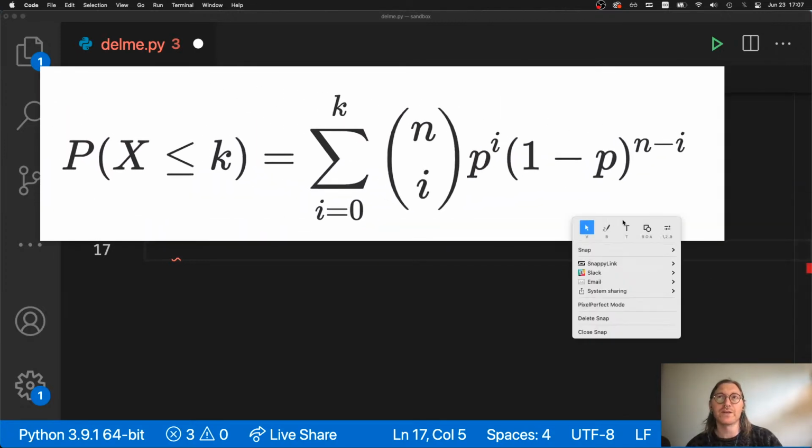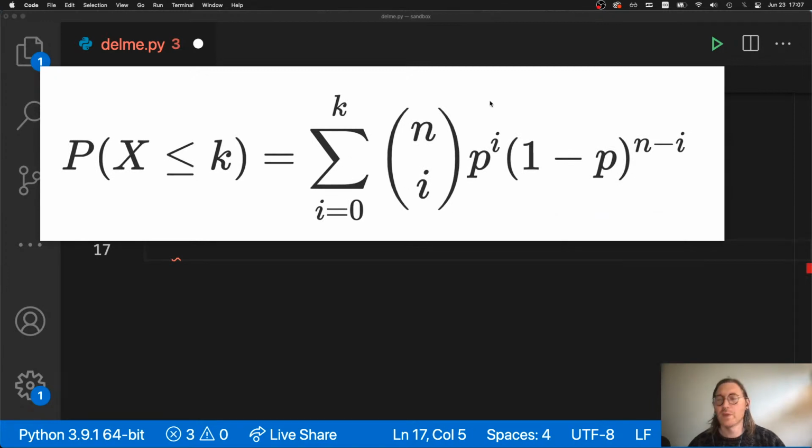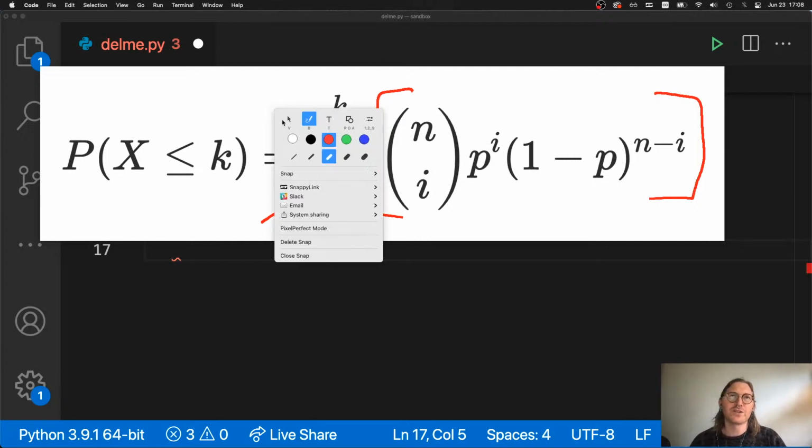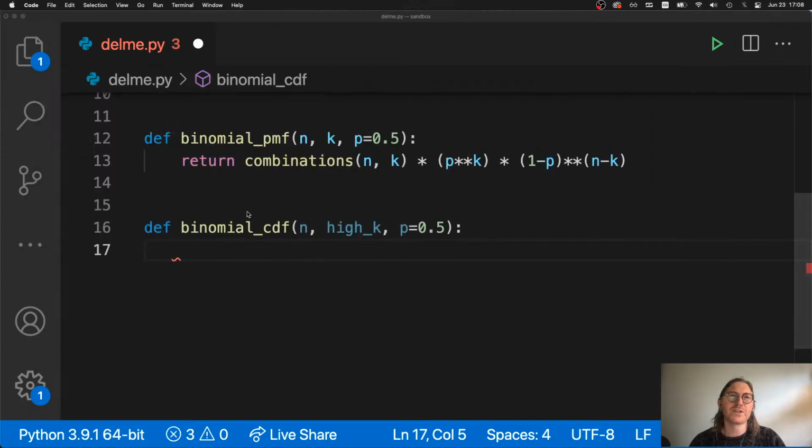If we look at this, we have the summation here, right? The summation, and instead of n choose k, we're doing n choose i, and we're summing the results of this whole expression up to k. So starting at 0, going up to k. And that's something that we can just code explicitly.